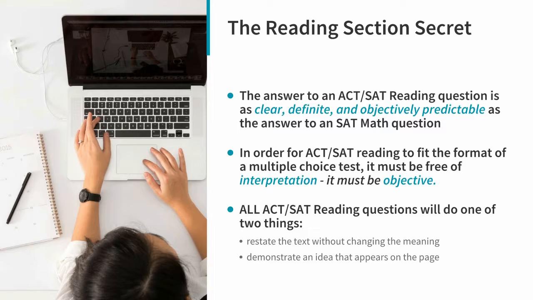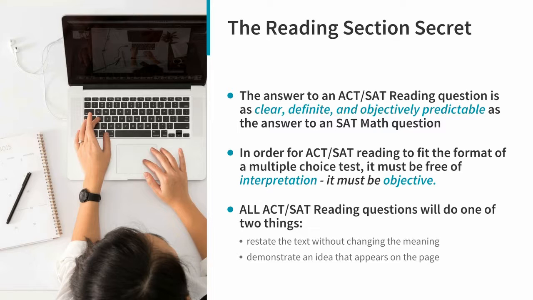If it has to be objective, then it really has to be a restatement of the passage or an example of the passage without bias, without interpretation, without any gray area. It has to be black and white. It has to be predictable. And so all ACT and SAT reading questions will do one of two things: restate the text without changing the meaning, or demonstrate an idea that appears on the page.